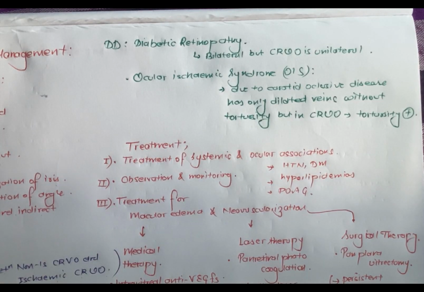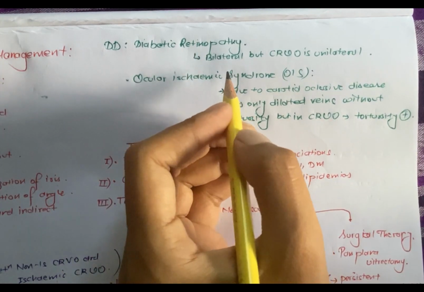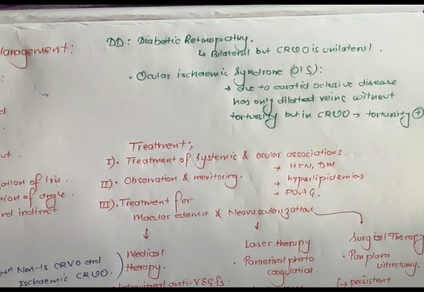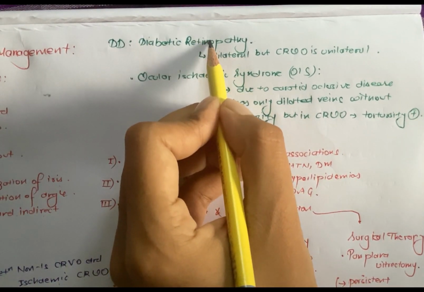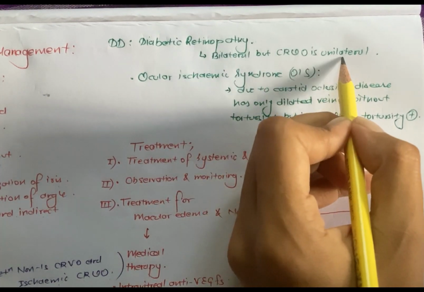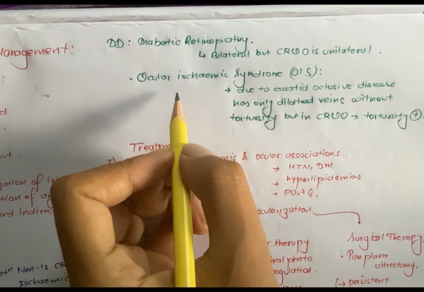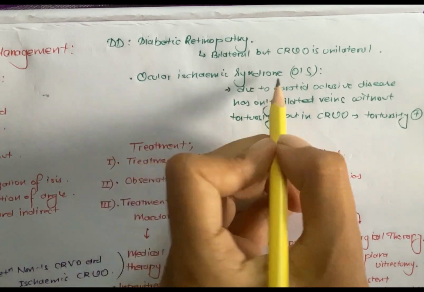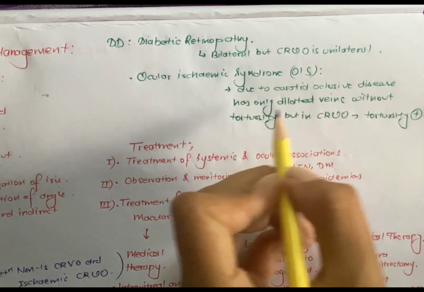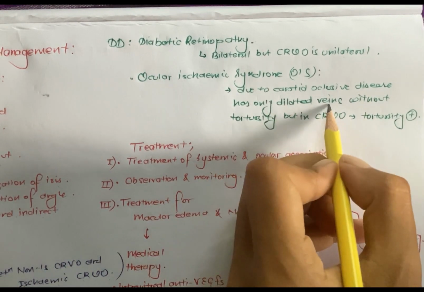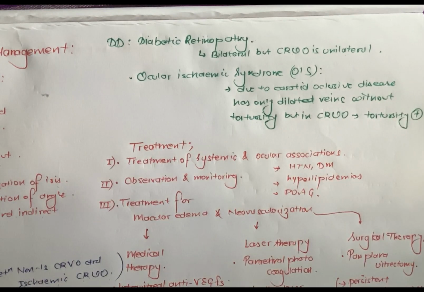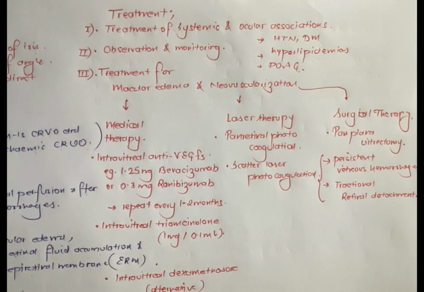And now talking about its differentials, they could be diabetic retinopathy, but diabetic retinopathy is bilateral, but CRVO is unilateral. And another differential could be ocular ischemic syndrome, but in OIS it is due to carotid occlusive disease and it has only dilated veins without tortuosity, but in CRVO tortuosity is also present. And now talking about the treatment.